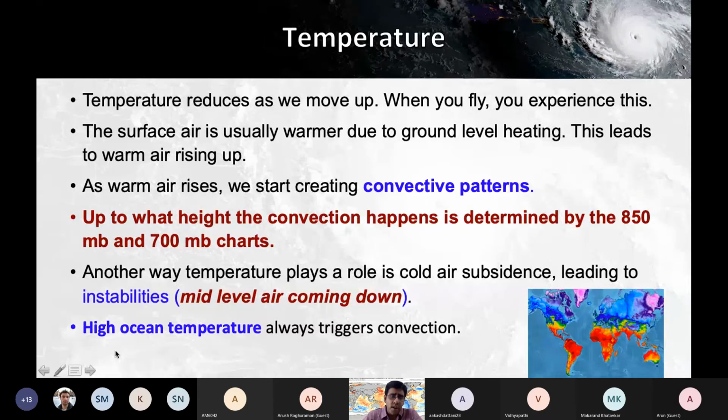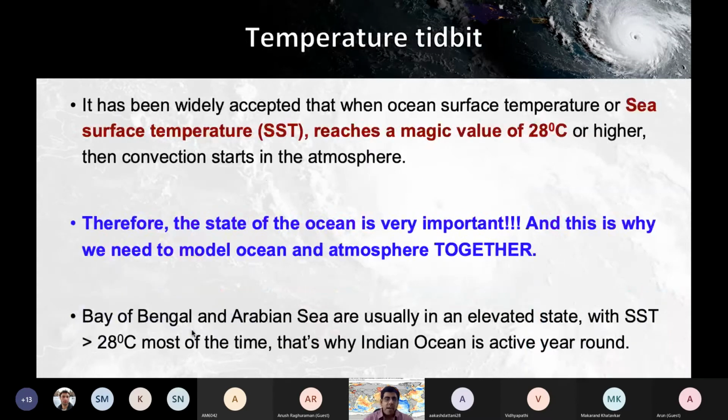So what is the one important cause of convection? It is the high ocean temperature. So whenever I talk about temperature, I don't care about the temperature of the land. I mostly care about the temperature of the ocean, because that is where the moisture is going to come from. Okay. So when you talk about the temperature, there is a small tidbit that I want to give. It is widely accepted that when the ocean surface temperature, or the SST, sea surface temperature, reaches a magic value of 28 degrees, then only the convection can start in the atmosphere. So that 28 degrees, it is not something that has come from models.